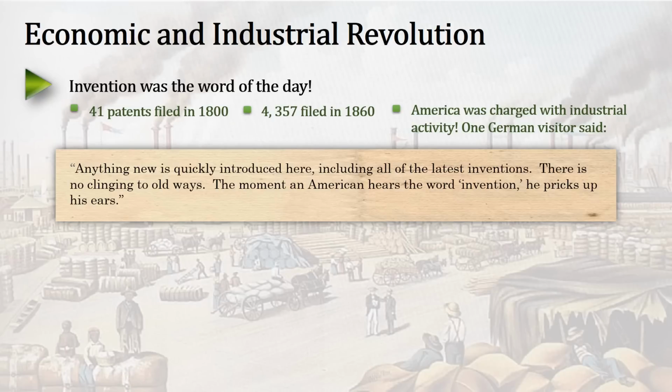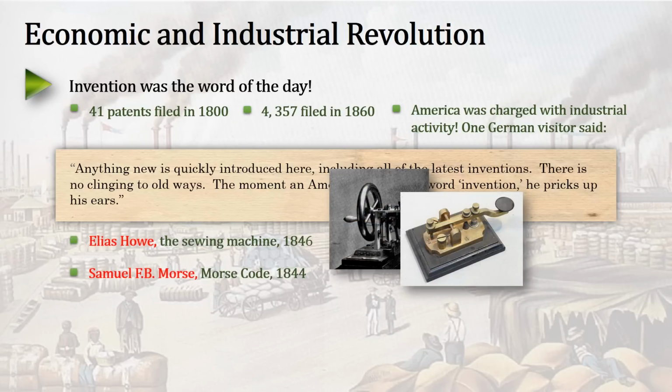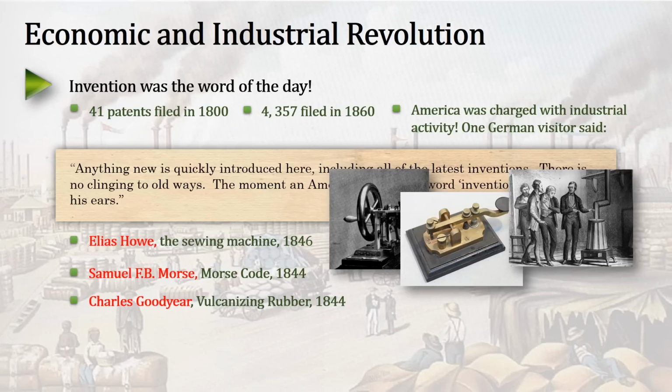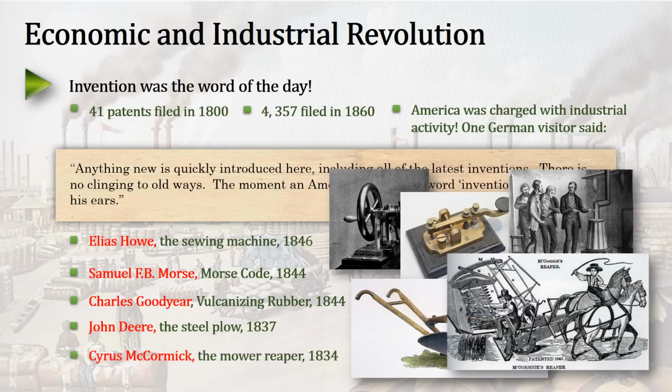And here's just a few examples of the things that pricked our ears. Elias Howe invents the sewing machine in 1846. Samuel B. Morse invents Morse code in 1844. Charles Goodyear, vulcanizing rubber in 1844. John Deere patents the steel plow in 1837, and Cyrus McCormick patents the mower reaper in 1834.